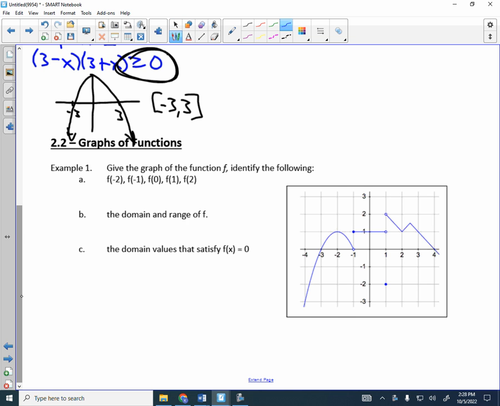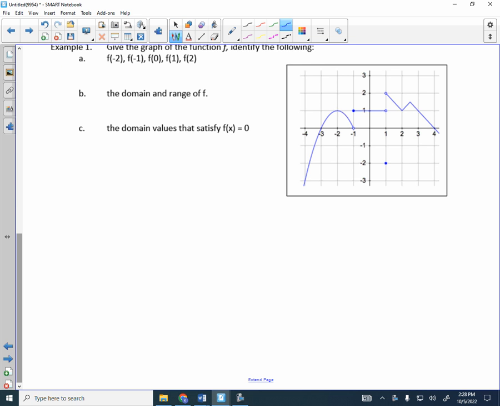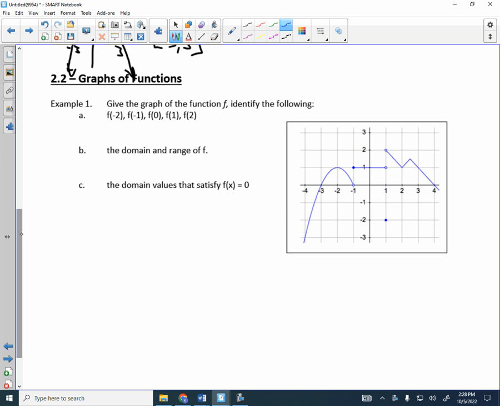Let's do a little bit more of a review. Okay? This is stuff from last year. We'll see if you remember it. It says, given the graph of the function f, this is the graph of f right here. Identify the following. It says f of negative 2. So I don't have a rule that I plug negative 2 into, so therefore I'm just going to look at the graph. And what that means is if I have an x value of negative 2, what is the y value or what is the height at that spot? 1.